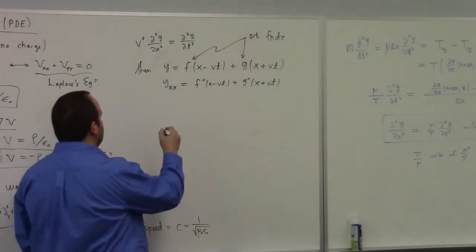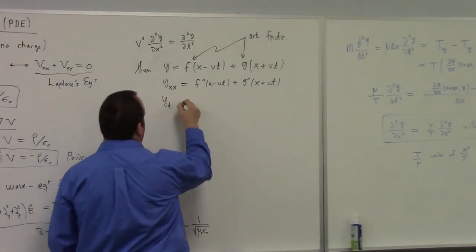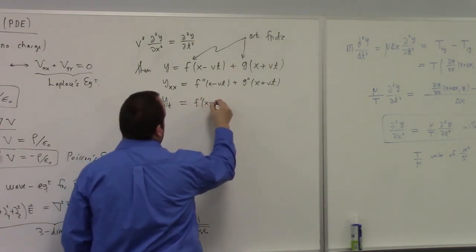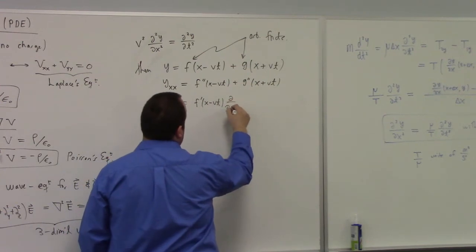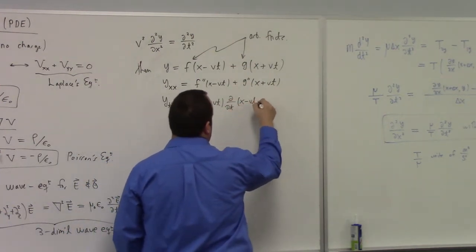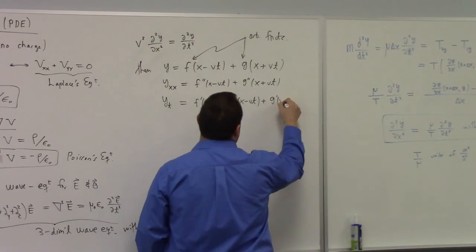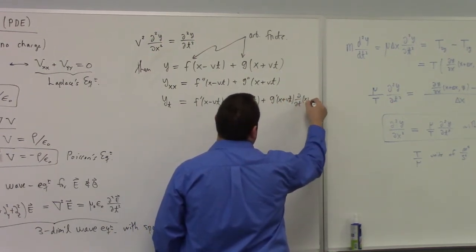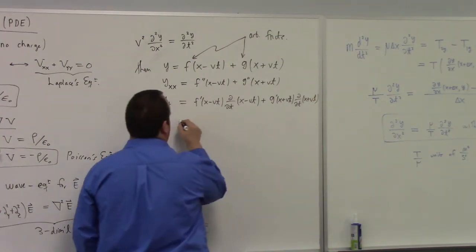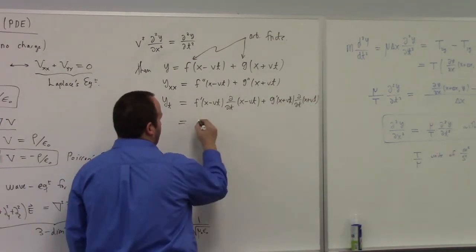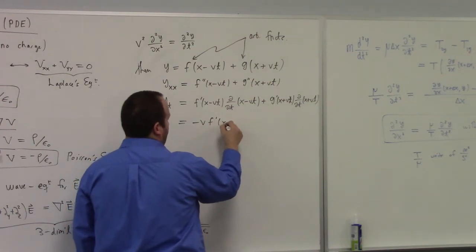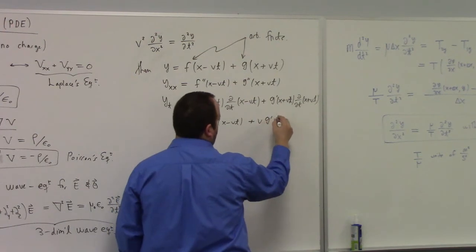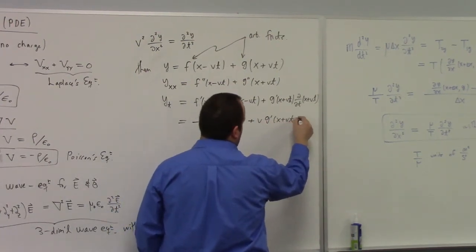On the other hand, when we take y sub t, what is that? Well, that's f prime of x minus vt times partial t of x minus vt, plus g prime of x plus vt times partial t of x plus vt, by the chain rule. And what happens there is interesting. This gives us minus v f prime of x minus vt, plus v g prime of x plus vt, right?